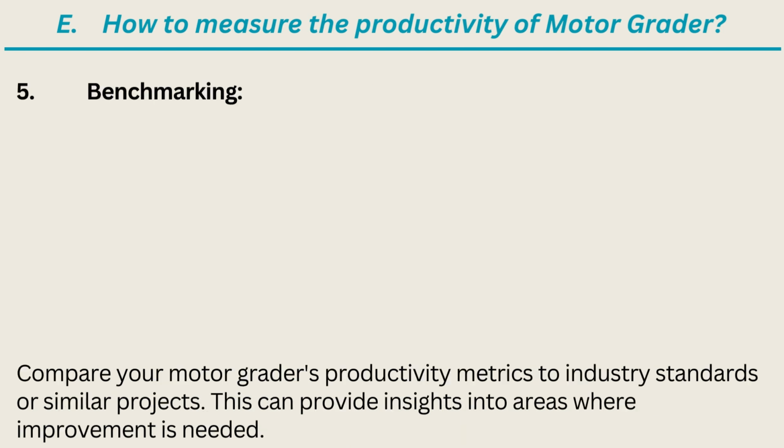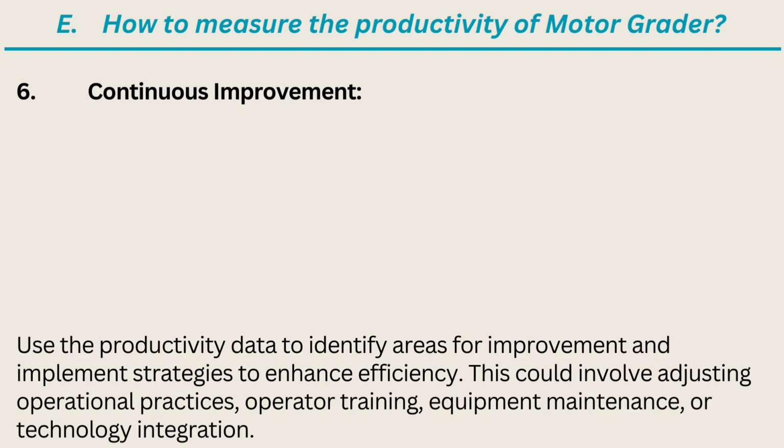5. Benchmarking. Compare your motor grader's productivity metrics to industry standards or similar projects. This can provide insights into areas where improvement is needed. 6. Continuous improvement. Use the productivity data to identify areas for improvement and implement strategies to enhance efficiency. This could involve adjusting operational practices, operator training, equipment maintenance, or technology integration.